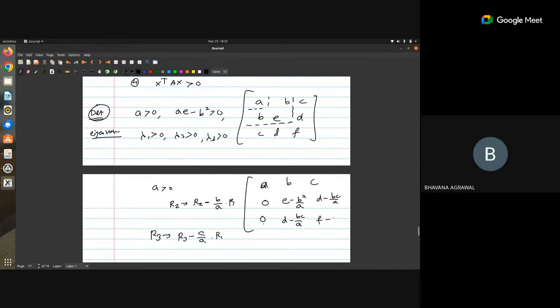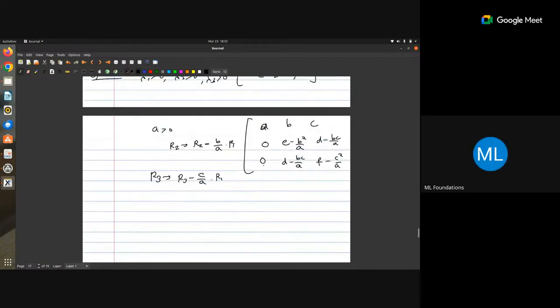It will become F minus C square upon one. Okay. Now, again, for this to be positive, what is the second pivot now? This is my first pivot. The second pivot will be this, right? Yes, correct. So this is the first pivot, and the second pivot, E minus B square upon A, should be positive now.